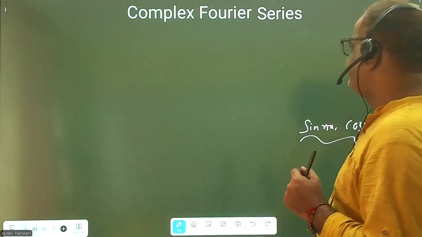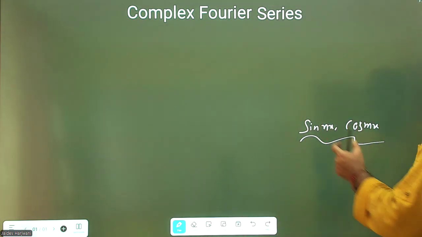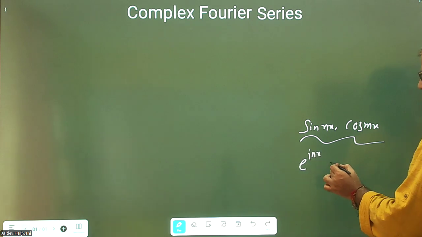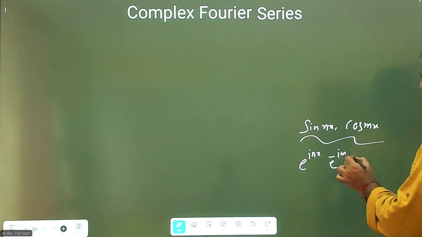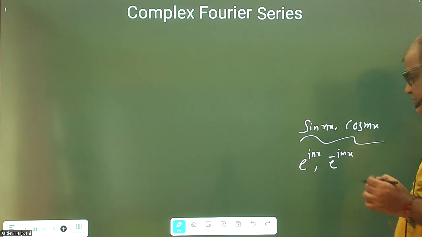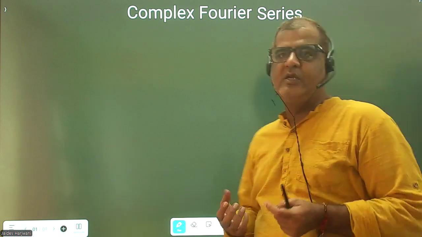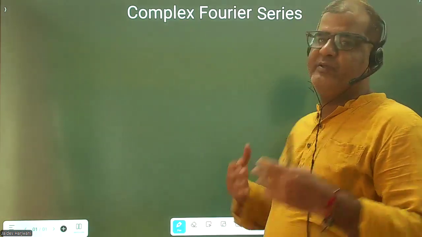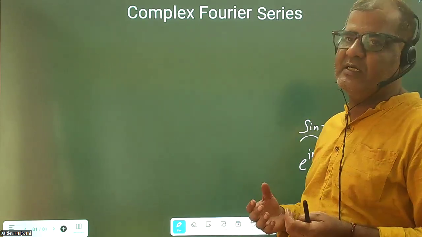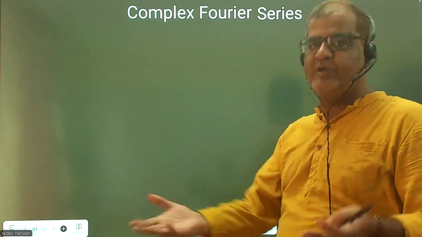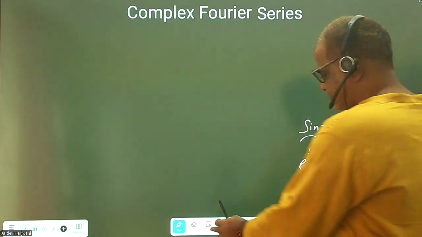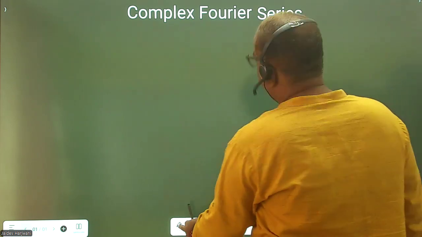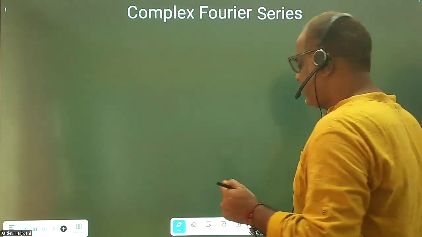Now, similar to sin nx and cos mx, if I write e power iota nx or e power minus iota mx, these functions also show fixed frequency oscillation. So by principle, we should also be able to write the Fourier series as a sum of exponential functions. And when we write the Fourier series as a sum of exponential functions, that is called the complex Fourier series. So let us see how to approach.